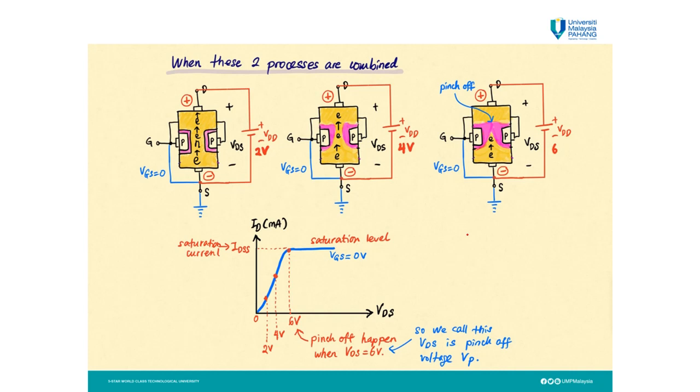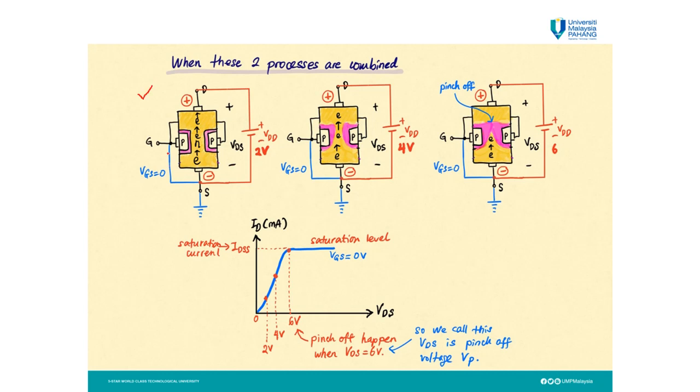Actually, in the JFET operation, we must have these two supplies. First, the VDD is used to generate the electron flow, and the second one, the VGS, is used to control the gate.